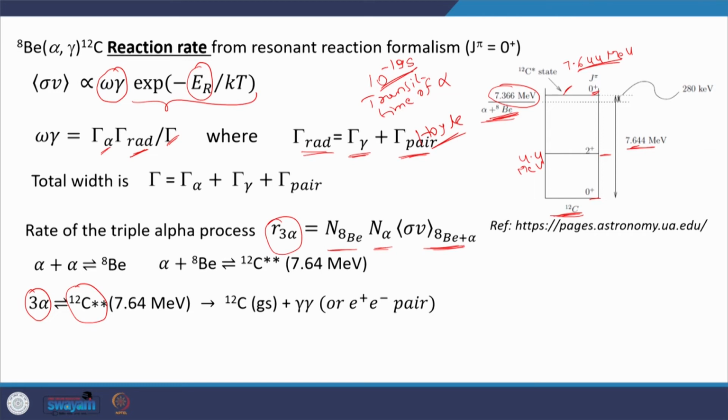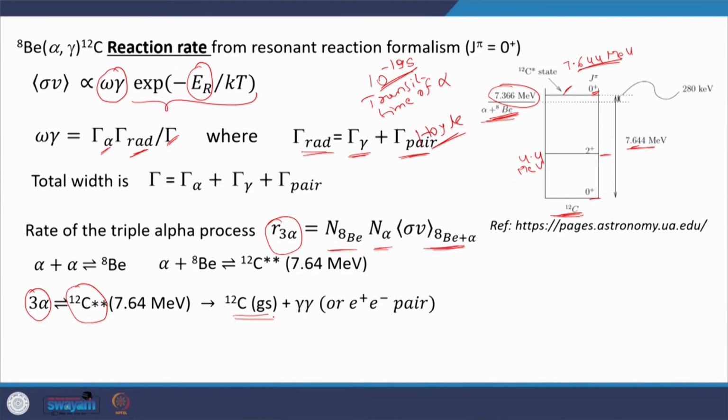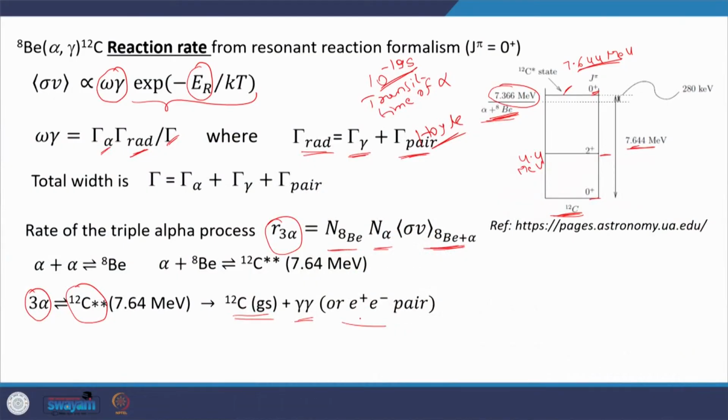All right. If it does not go back to 3 alpha, what will happen? I mean, when I say carbon 12, it is in the excited state. If it does not go back to 3 alpha particles, it goes to the carbon 12 ground state, either by emitting 2 gammas, from the excited state to the first excited state and then from the first excited state to the ground state, or it can emit an electron and positron pair.